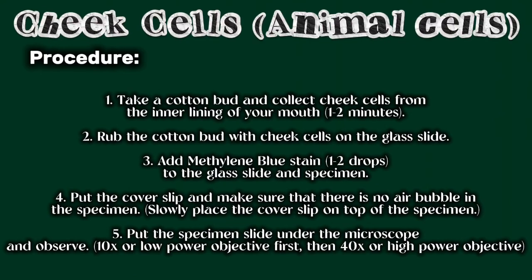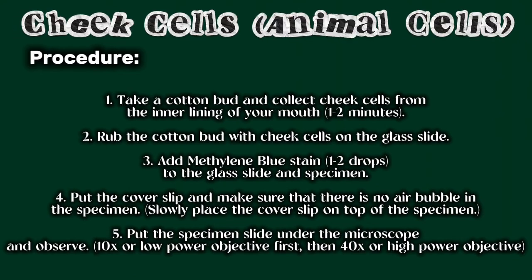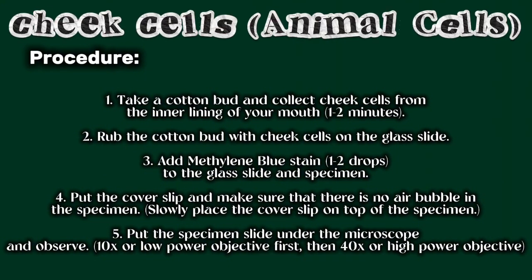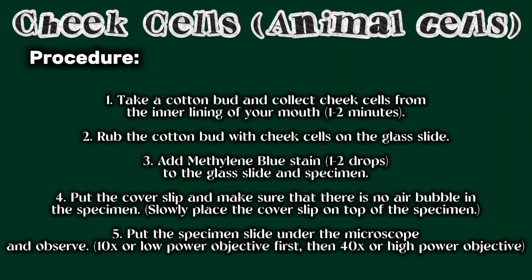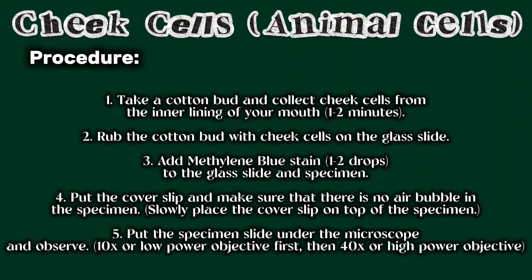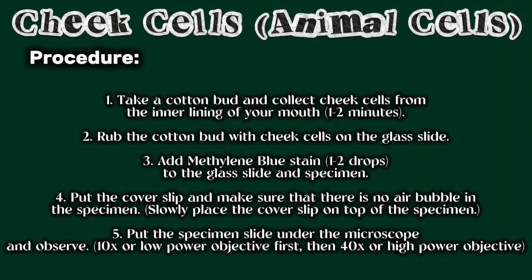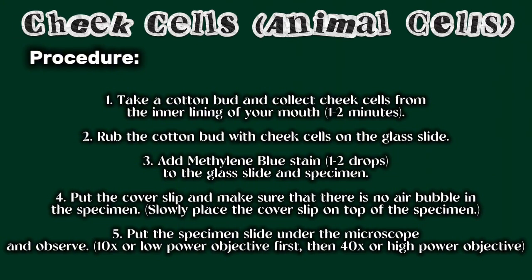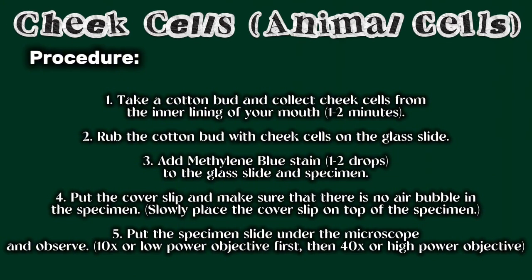Add 1 to 2 drops of methylene blue stain to the glass slide and specimen. Put the cover slip and make sure that there is no air bubble in the specimen. Slowly place the cover slip on top of the specimen. Put the specimen slide under the microscope and observe. 10 times or low power first, then 40 times or high power next.